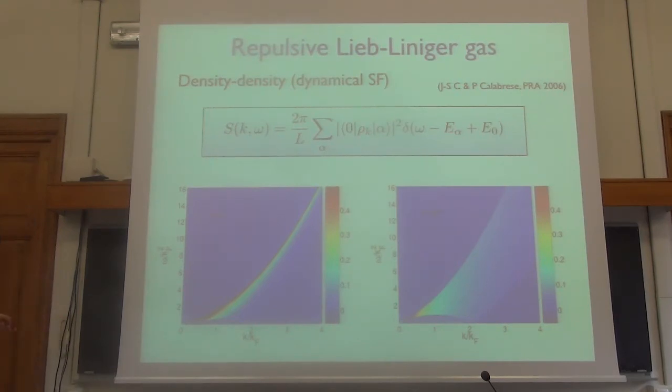Okay, so here's momentum. Momentum is on the horizontal axis, energy is on the vertical axis. Okay, so we've talked about type 1 and type 2 modes.